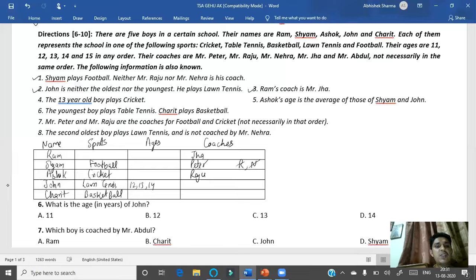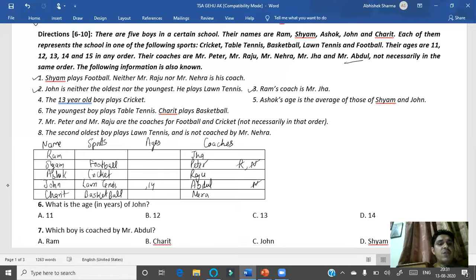Thereafter, the second oldest boy plays lawn tennis. So the second oldest boy, that means that person will be 14 years, right? The second oldest boy plays lawn tennis, and he is not coached by Mr. Nehra. That means Nehra will not be here. So if Nehra is not here, Nehra must be here. And if Nehra is here, one coach is left, that is Mr. Abdul. So we can write Abdul here.